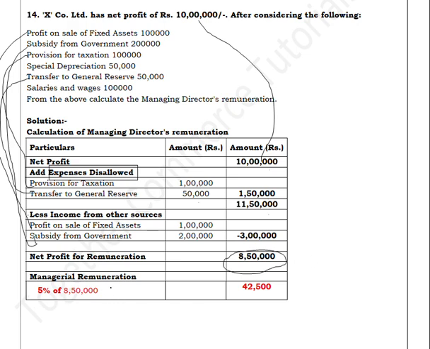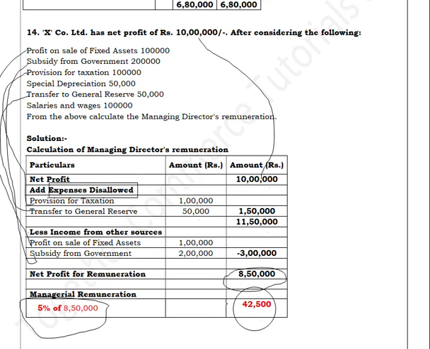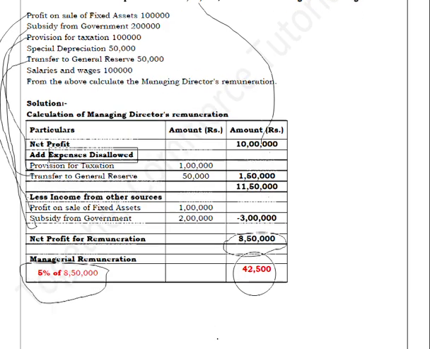Now the very important part: the managing director's remuneration comes to be 5% in this problem. So the 5% is fixed. We have to do 8 lakh 50,000 into 5%. When you calculate it, you will get 42,500. So this is the answer. I hope this question is clear. It was a simple problem, nothing much to calculate. So let us go for the next problem.